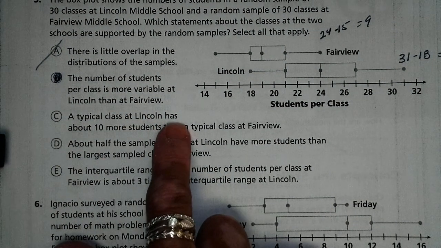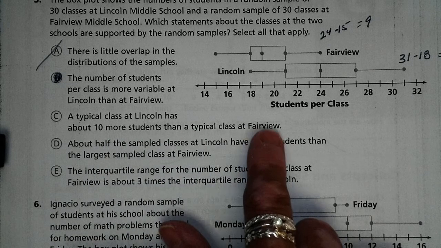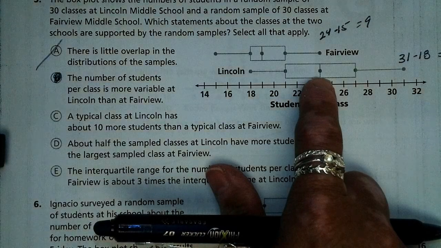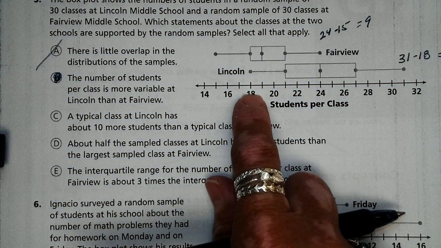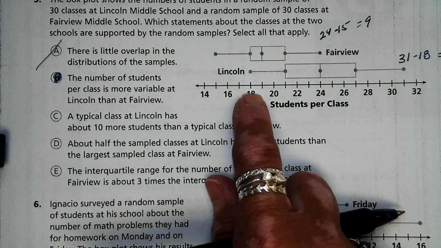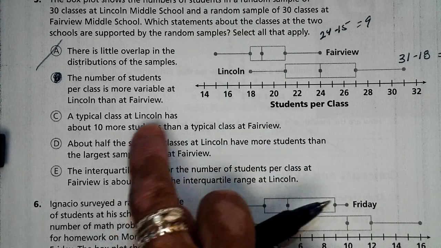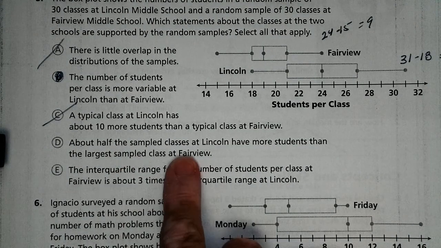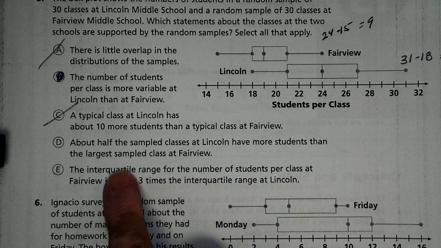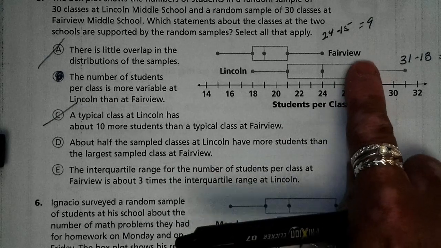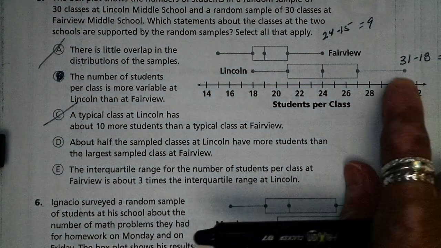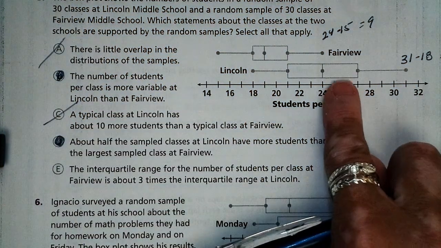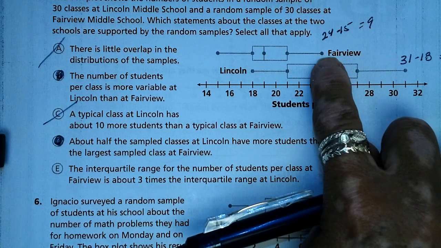A typical class at Lincoln has about 10 more students than a typical class at Fairview. Well, Lincoln is 24 and 19. So 24 minus 19 is only 5, not 10. So that's a no. About half of the sample classes at Lincoln have more students than the largest sample class at Fairview. Well, from here higher is 50%. So I would definitely say yes, because 50% is higher than the largest value.